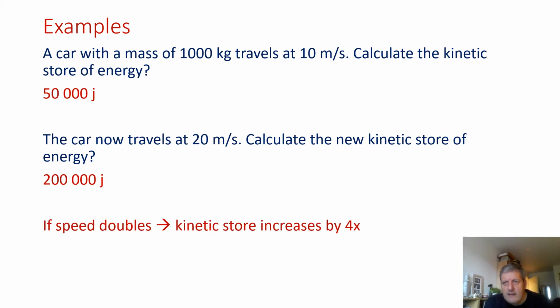It's interesting to note here that when we double the velocity, the energy in the kinetic store doesn't double, but it increases by 4 times. It went from 50,000 to 200,000. And if you think about the equation, you've got the velocity squared, and that's going to mean that it's not a linear relationship.